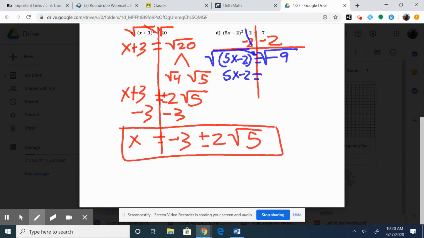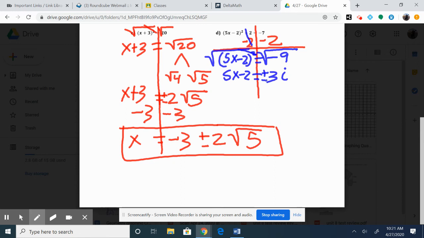Now the negative 9 is a perfect square, but it is a negative. So the square root of 9 would be 3, but since it's negative, it's going to have to be imaginary. And of course, that's still plus or minus 3i.